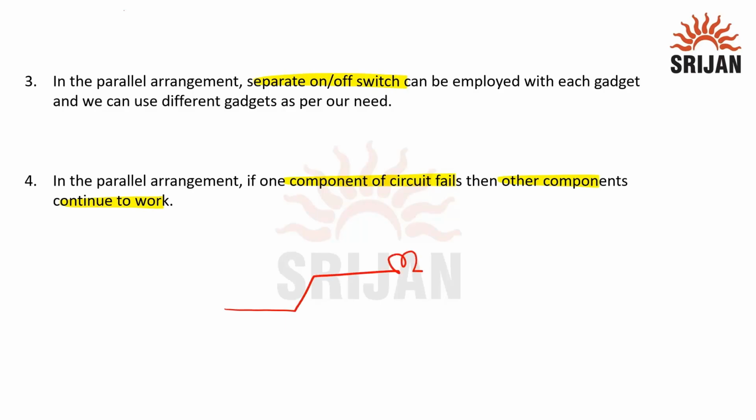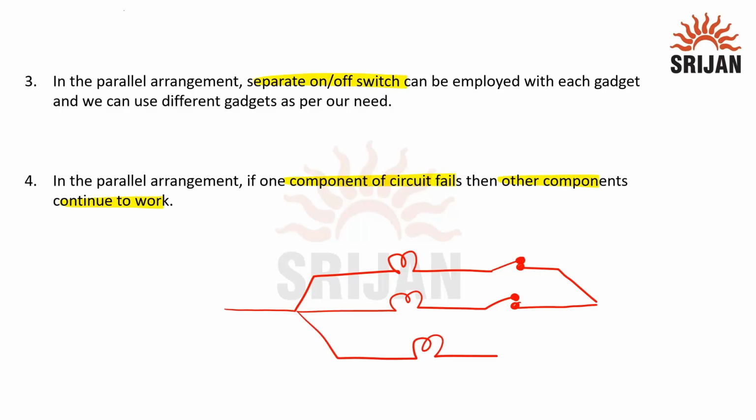So in the first branch, there is a bulb and a switch like this. In the second and third branches also, there is a bulb and a switch as well, like this. So even if one switch is off, it will not affect the working of the other two bulbs. So this is the point 3, and in point 4 it says that even if one component fails, the other components will continue to work in case of parallel combination.